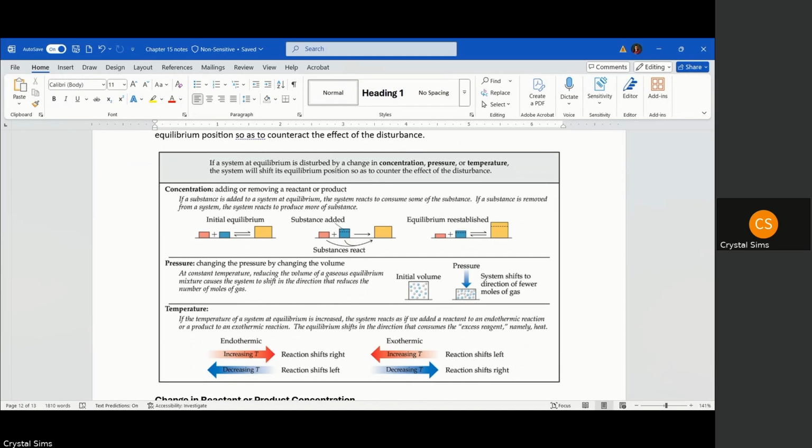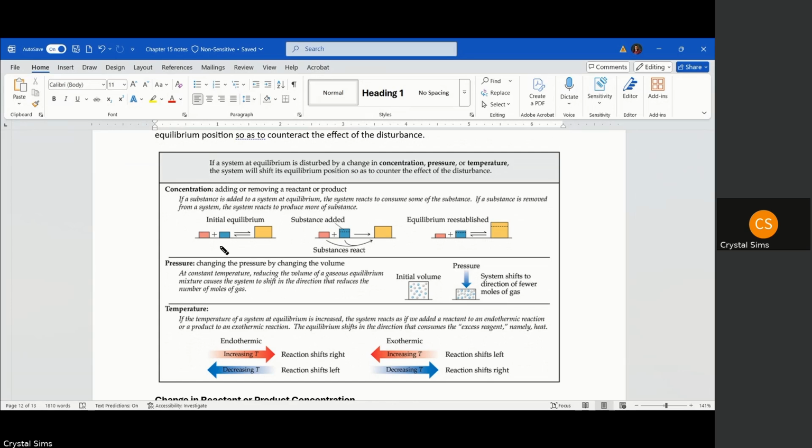So we change the concentration. So we're either going to add or remove reactant or product. So if a substance is added, then the system reacts to consume some of that substance. If a substance is removed, then the system reacts to produce more of that substance. So let's look at what we've got here. Here we are at equilibrium. Okay, so we've got our reactants, products, and let's say we're going to add more of this blue reactant here.